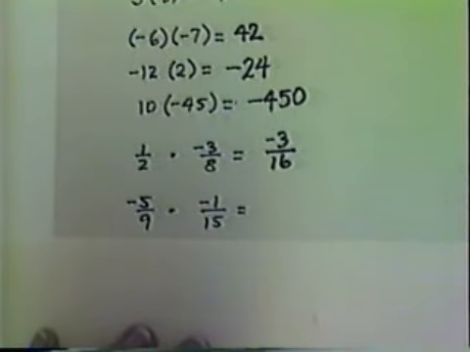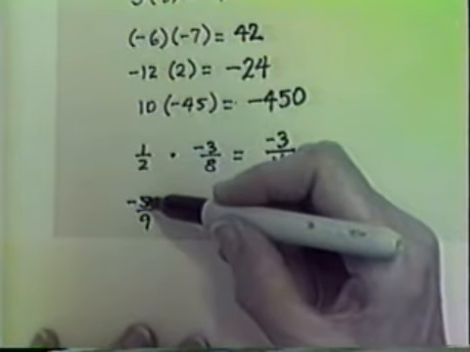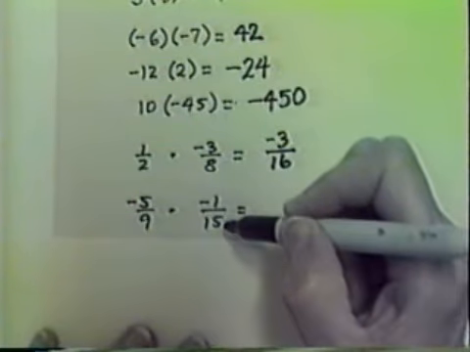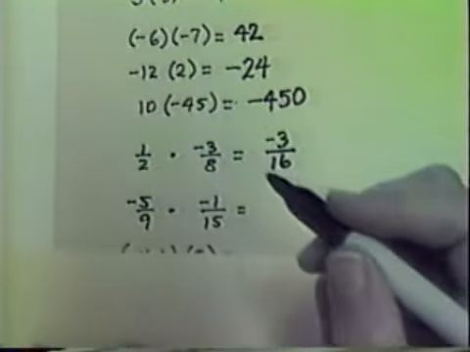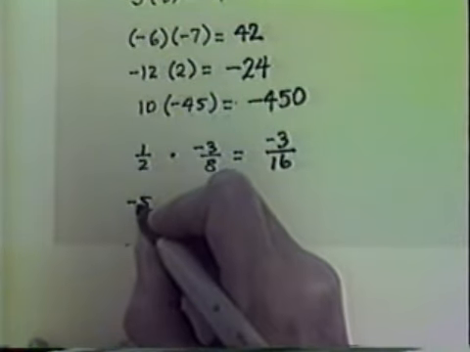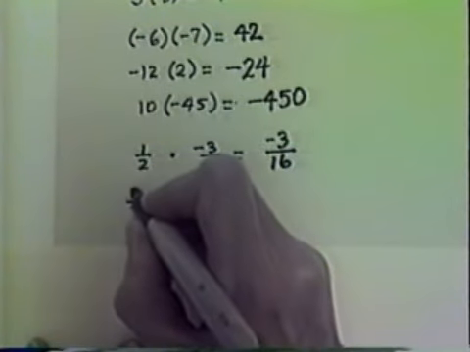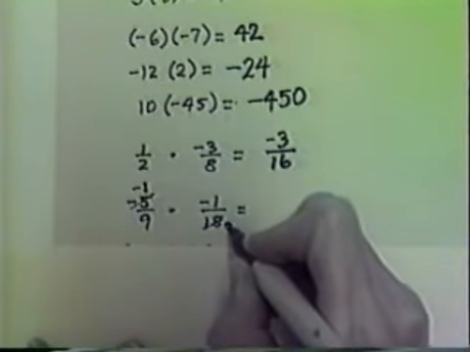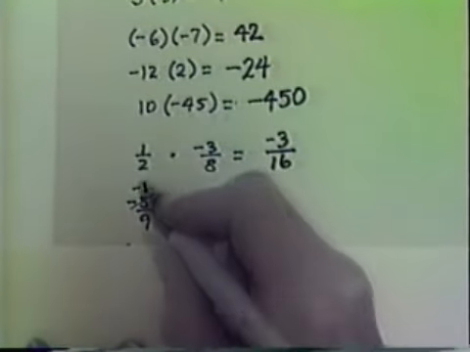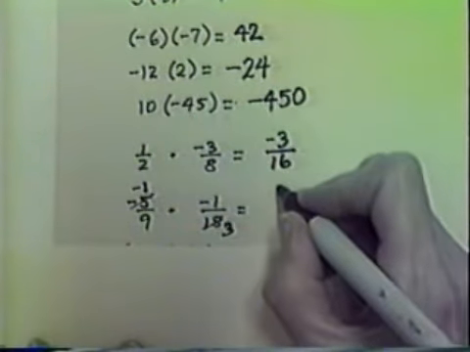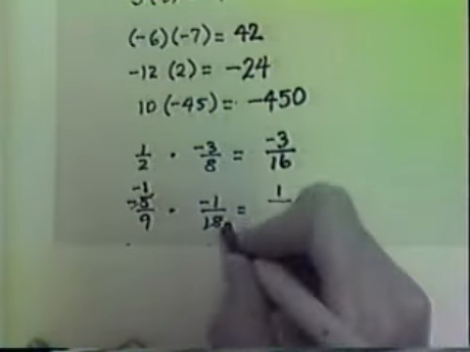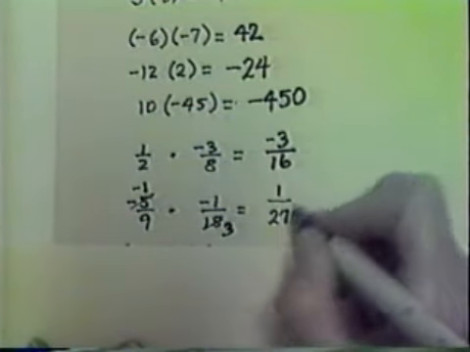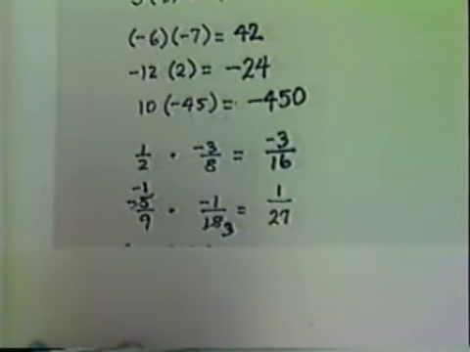A common factor that can be factored out for this numerator 5 and the denominator 15 is 5. And so we can divide 5 into negative 5 to get negative 1, 5 into 15 to get 3, and then multiply negative 1 times negative 1 to get positive 1, 9 times 3 to get 27, and so our answer is 1/27.